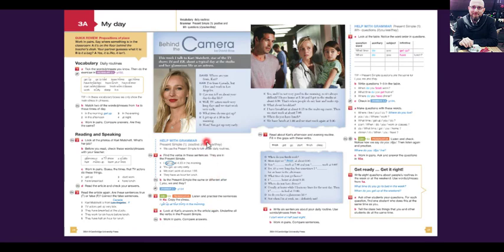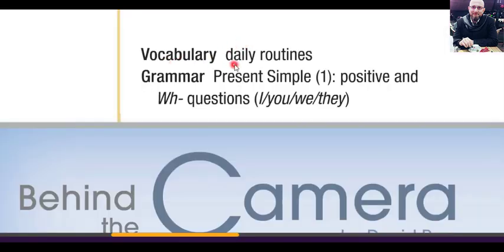Okay, guys, so that was everything about our lesson today here. We studied vocabulary, daily routines, grammar, present simple, number one, positive and WH questions, I, you, we, and they. So that's it for today.